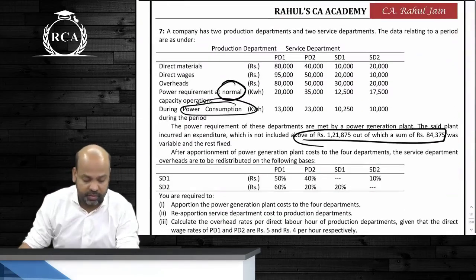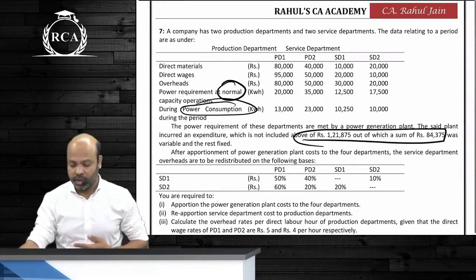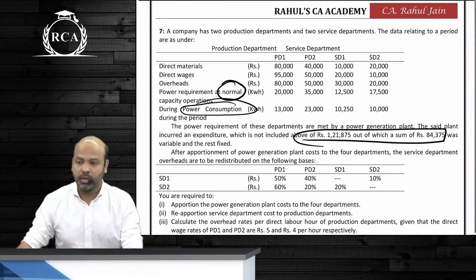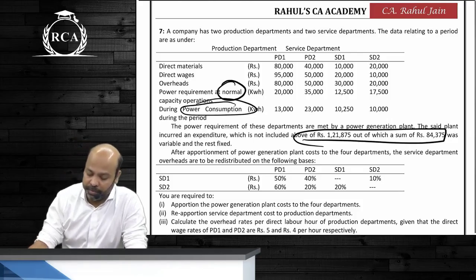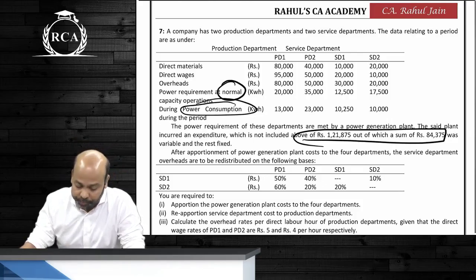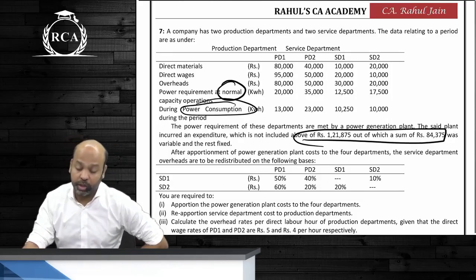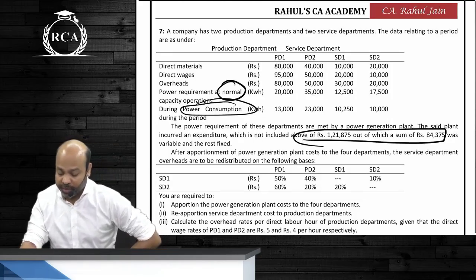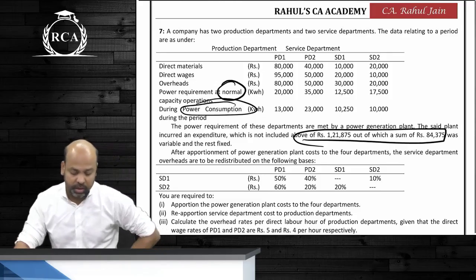Question number 7 guys. A company has 2 production departments and 2 service departments. The data relating to a period are as under. They've given us direct material and direct wages guys, department wise. They've given us overheads. Power requirement at normal capacity operations and the actual power consumption. Power requirement of these departments are met by a power generation plant. The said plant incurred an expenditure which is not included above. So expenditure is 1,21,875, out of which 84,375 is variable and the remaining is fixed.